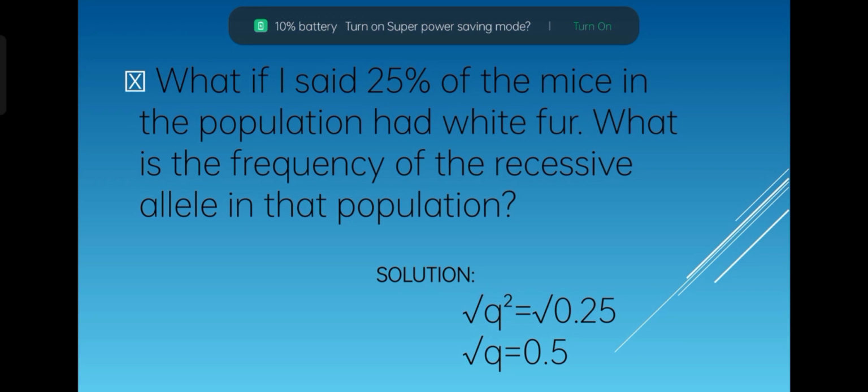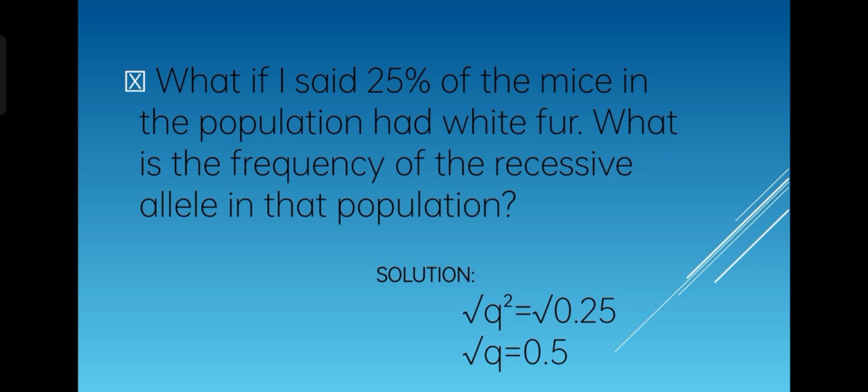What if I said 25% of the mice in the population had white fur? What is the frequency of the recessive allele in that population? We are already given the portion of the population that had white fur, which is 25%. So we are asked about the recessive allele. To get the recessive allele, we take the square root of 25%, and the answer is 0.5.